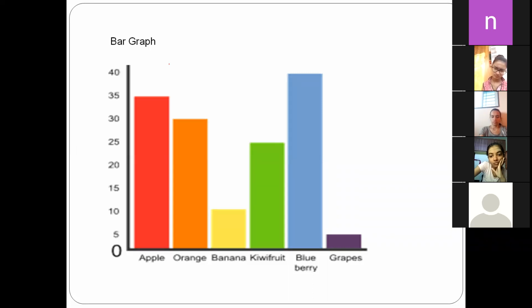See, here the length is going to give you the value. What is the value of the apple? Here, this is going to give the value. Here, 35. The length of this bar is going to give you the values. And you can show this bar graph vertically as well as horizontally. This is about the bar graph.